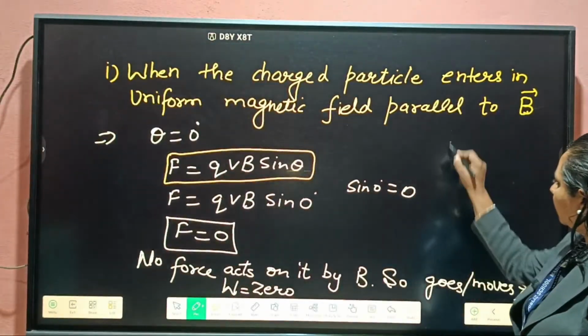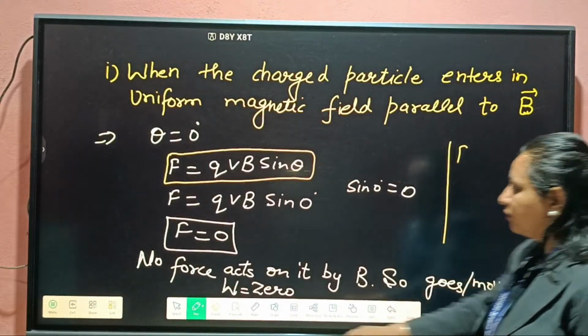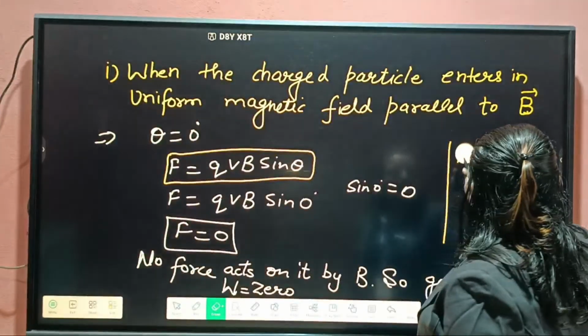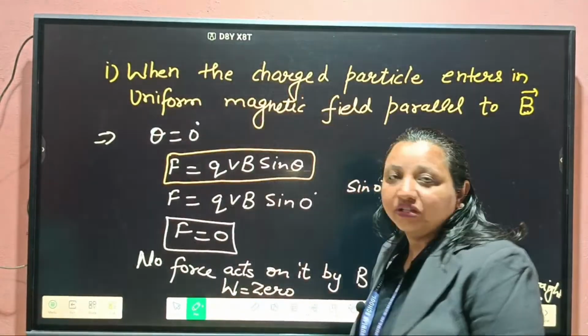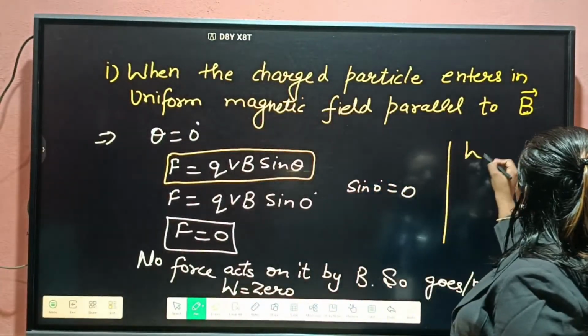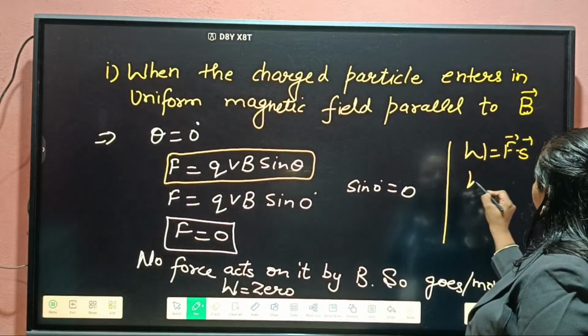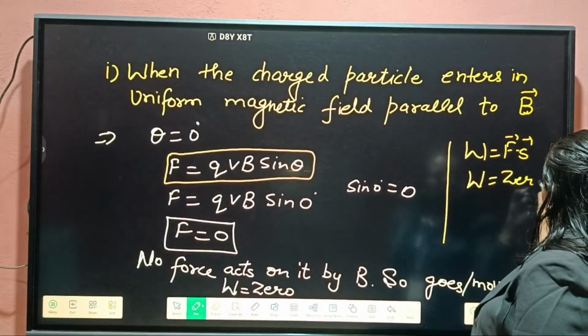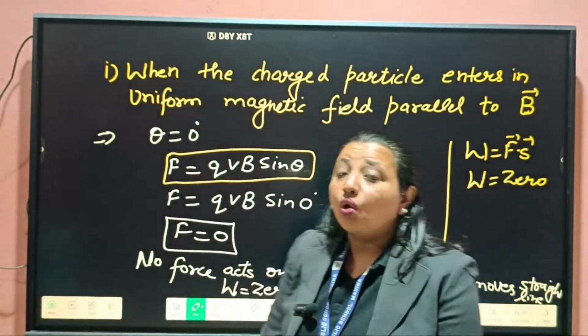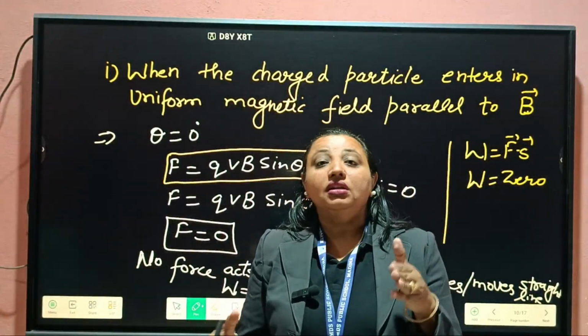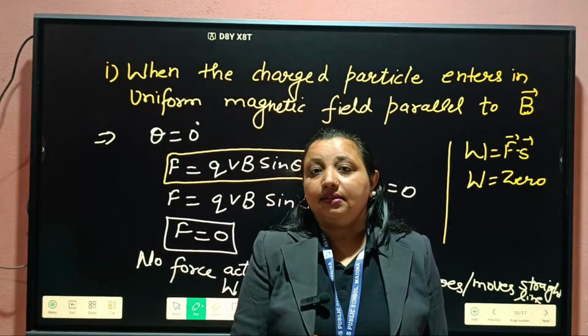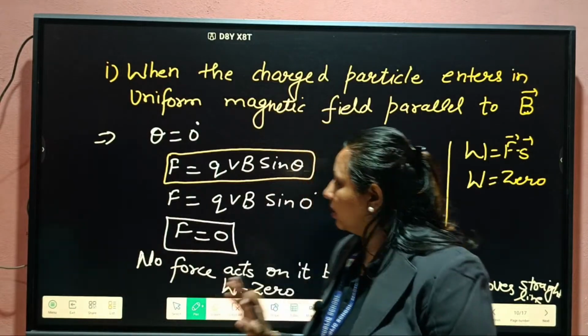What is the formula for work done? It is the dot product of force and displacement. So work done is equal to F dot S, right? If the force is 0, then work done is also 0. So no work is done on the moving charge which enters a magnetic field, right? So work done will be 0 in this case.